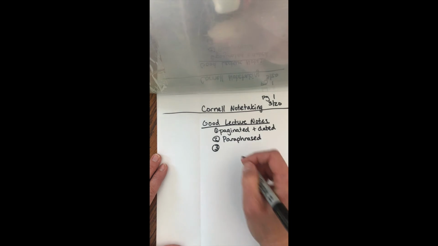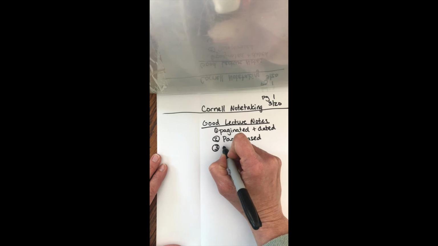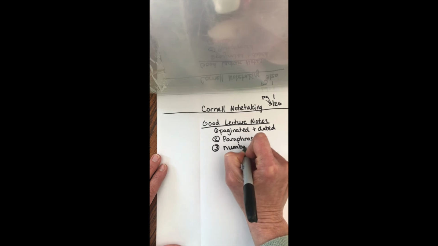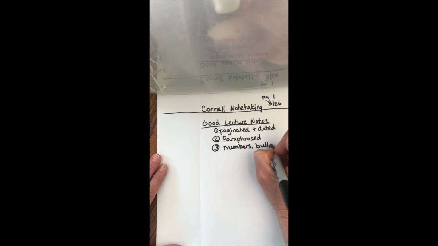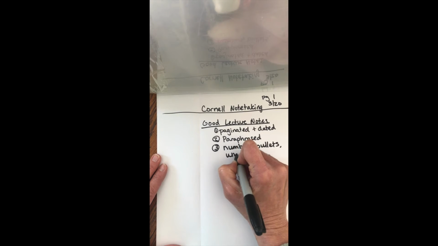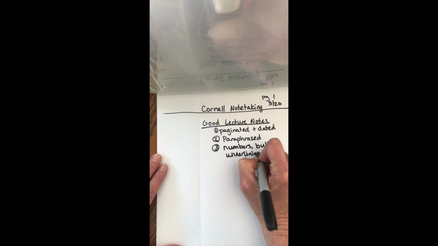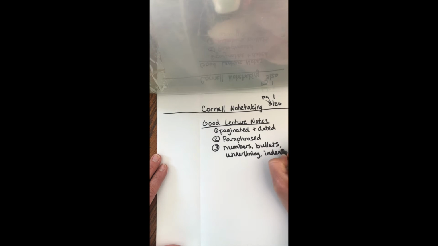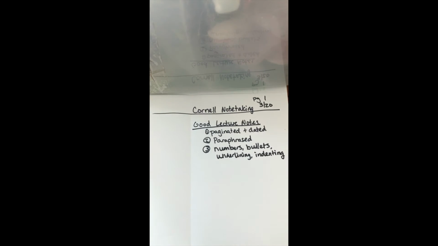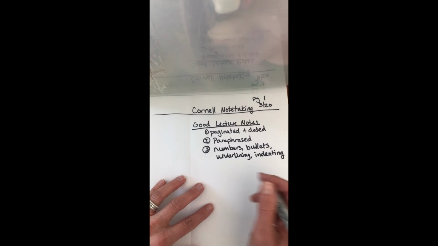The third thing good lecture notes always contain is that they use numbers, bullets, underlining, and indenting to identify what the important piece of the lecture is. This is key because sometimes when you look back at your lecture notes, if you just wrote an entire paragraph, it's much harder to learn and retain as opposed to looking at it as numbers and underlining and bullets. Much easier for your brain to remember.